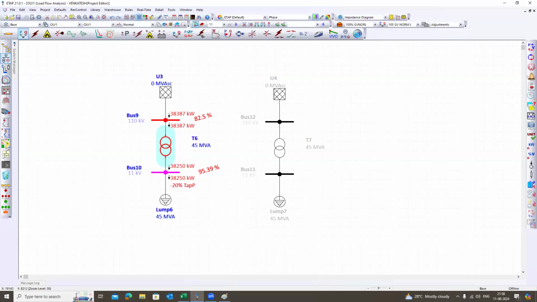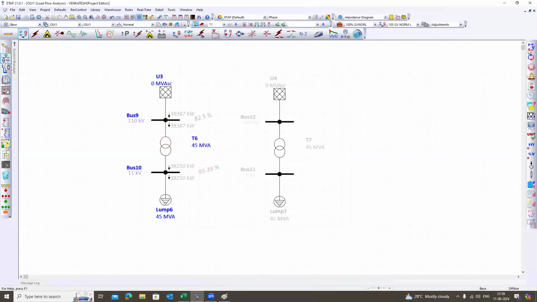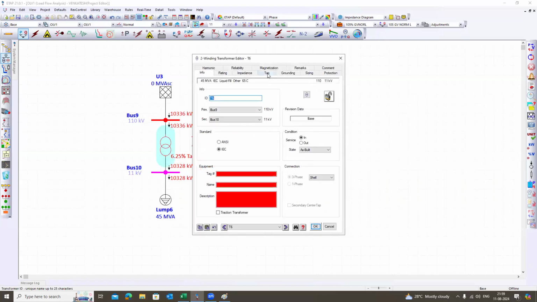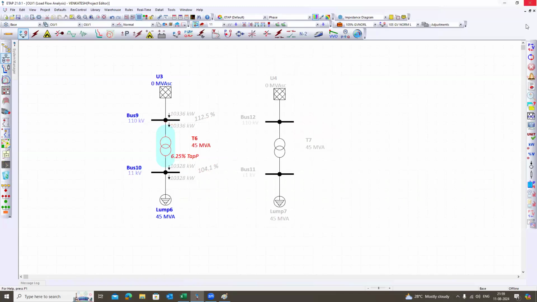Minus 20% tap. Okay. Similarly, if you change the grid voltage, from maximum grid voltage and minimum load here, check this and run this. So automatically, with the 6.25% step, here I have not given a step, I have given the range. Suppose I give a tap of, say, 10%, then run this. Automatically, at 10% you are able to bring the voltage well within 100.4%.